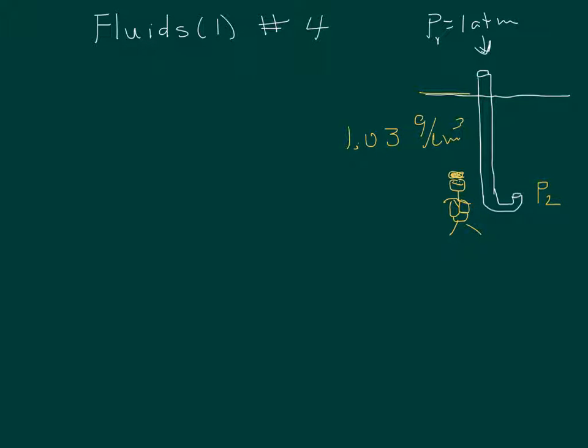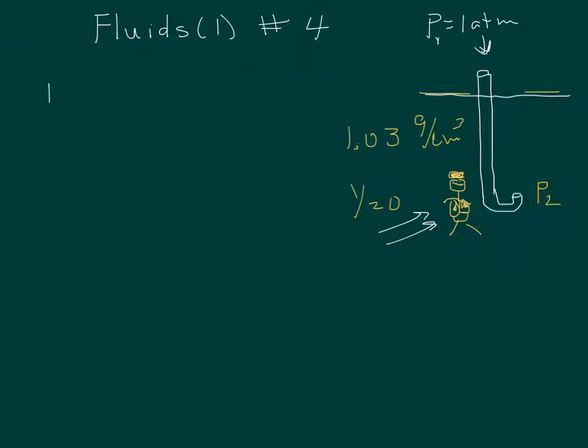So here's the top of the water. Here's the snorkel. The pressure outside is 1 atmosphere. And here are the lungs of the diver, and they can tolerate 1/20th of an atmosphere of pressure. At this depth, what is the pressure that's being exerted on the lungs of our diver?